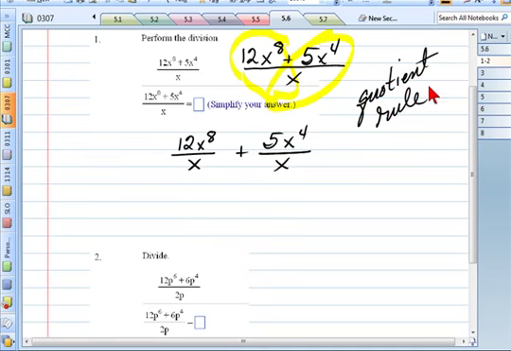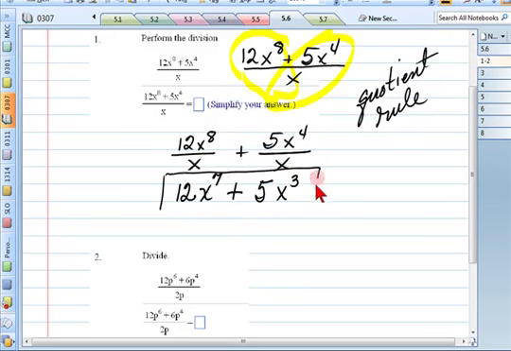Off to the side, I have written quotient rule. What does quotient mean? It means to subtract the exponents if I have like bases, and I do. So I will keep the 12, and then what is x to the 8th over x? X to the 7th. Plus, I have a 5. What is x to the 4th over x? X to the 3rd. That's all I'm going to do. So division by a monomial really just turns into using the quotient rule.